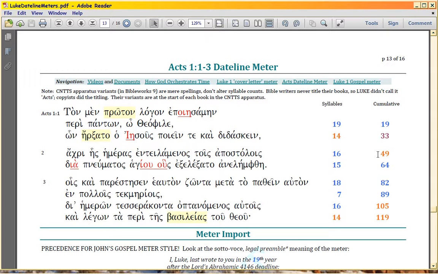Yep. But then you have the next question. Oh, but Luke isn't writing in 30 AD. Ding, ding, ding. If this is supposed to be a dateline, Luke is not writing in 30 AD. Luke wasn't even a Christian then. So what does the 49 mean now?